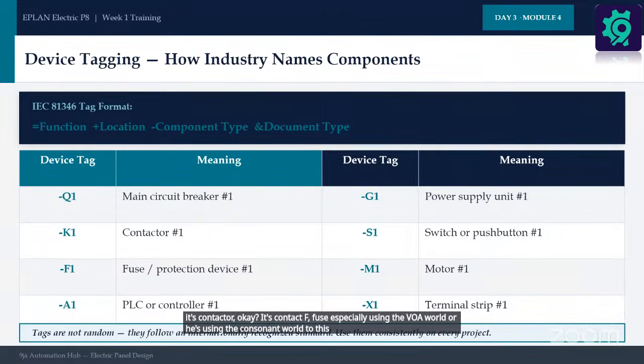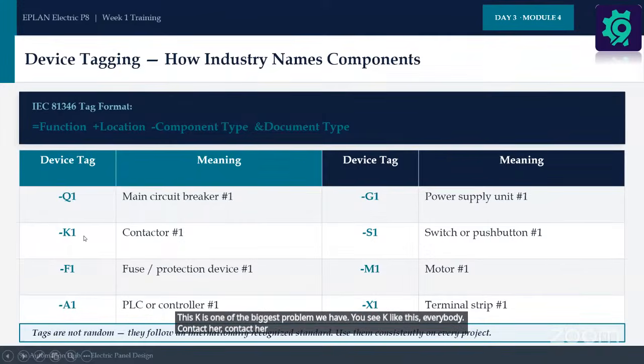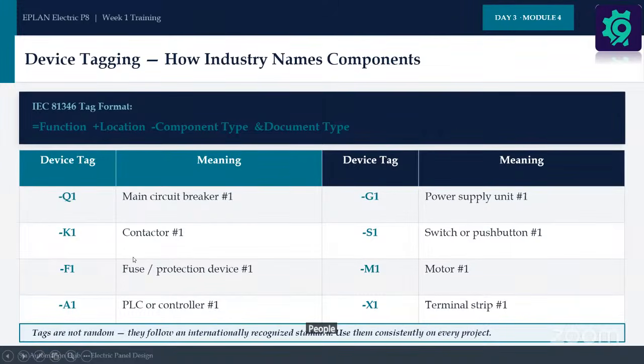You're seeing M, you already say it's motor. S is switch. You are sure that S is switch. Well, when you now see X terminal, this K is one of the biggest problems we have. You see K like this, everybody says contactor, contactor, KM, contactor for motor, K relay. Why? People do not understand.